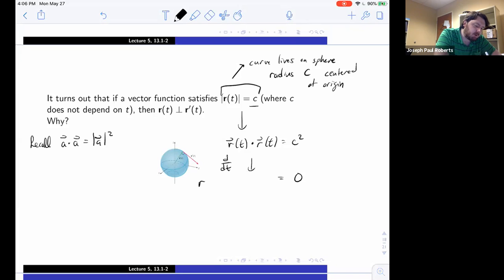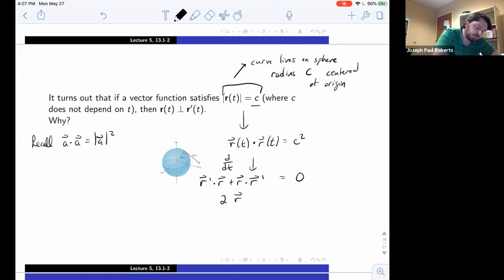And then the dot product rule tells us that the derivative of r dot r is r prime dot r plus r dot r prime. But the dot product is commutative, so r dot r prime and r prime dot r are the same thing. I'll just write it as r dot r prime. Well, if twice r dot r prime is 0, then r dot r prime is 0, which is the definition of r being perpendicular to r prime.